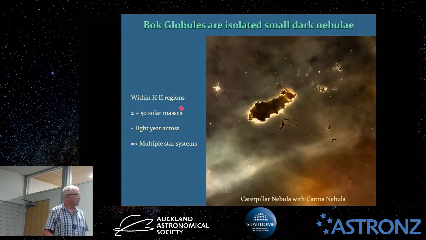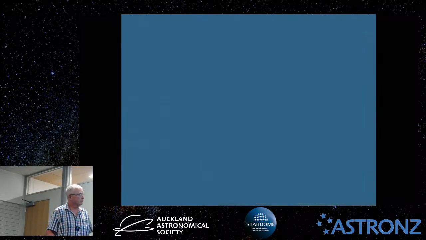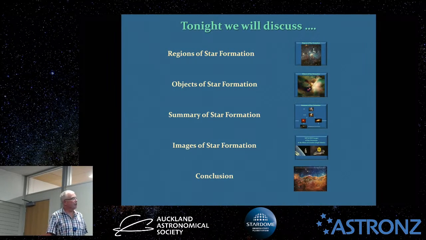These are usually about a light year or so across. This one here is about a light year across. And because they're fairly dense and isolated, they typically give rise to multiple star systems. Most stars come in twos and threes and fours. Our sun on its own is a bit of an exception. Okay, so that's regions of star formation.